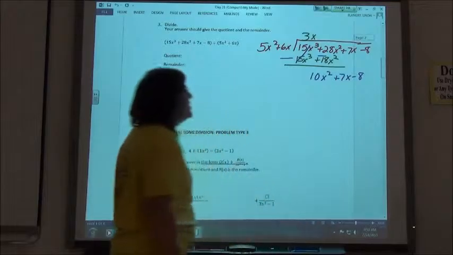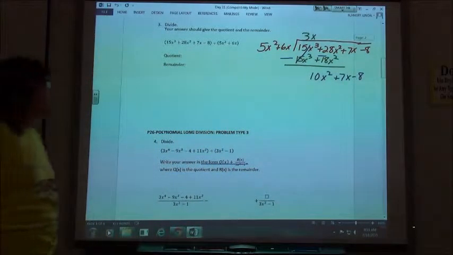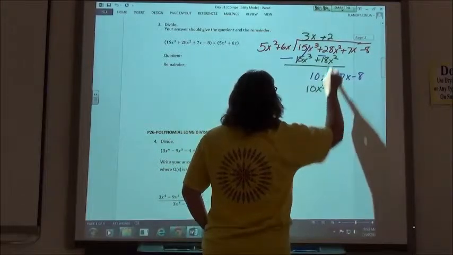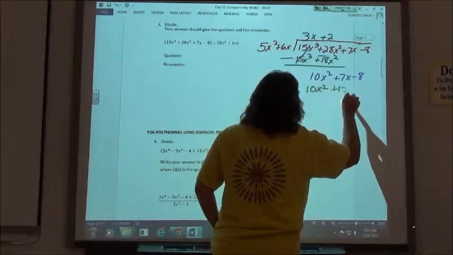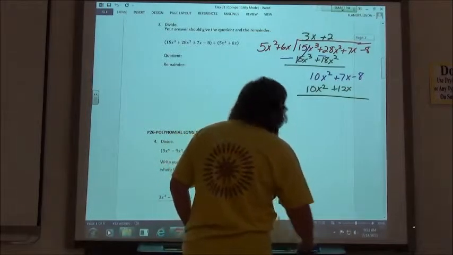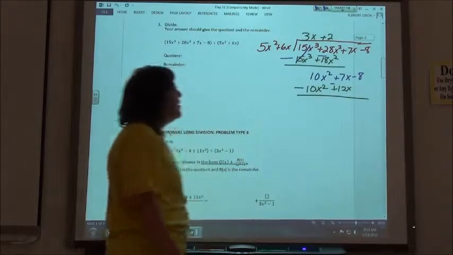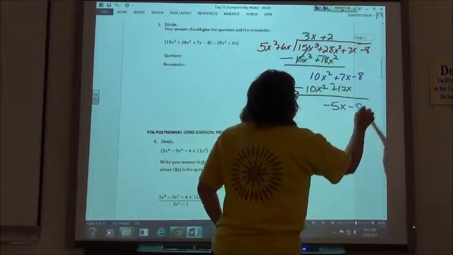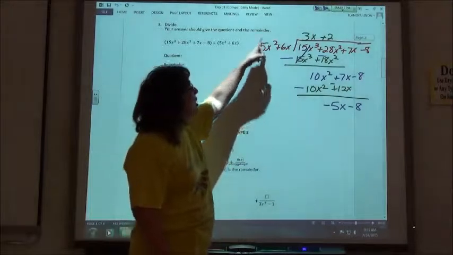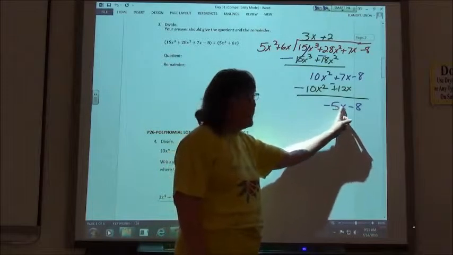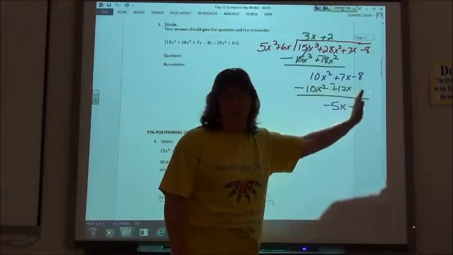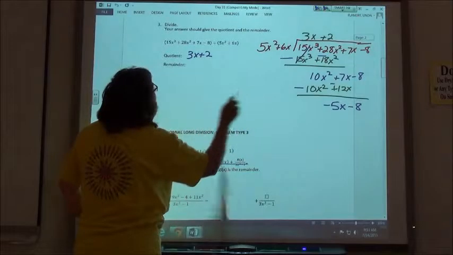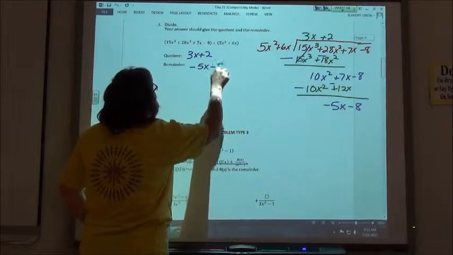So what times 5x squared gives you 10x squared? Positive 2. So 2 times 5x squared is 10x squared. 2 times the positive 6 is a plus 12x. We then have to subtract. So we're going to bring down negative 5x minus 8. Now, since this exponent is higher than this exponent, I'm done. That all there is going to be my remainder. So my quotient is 3x plus 2. My remainder, negative 5x minus 8.